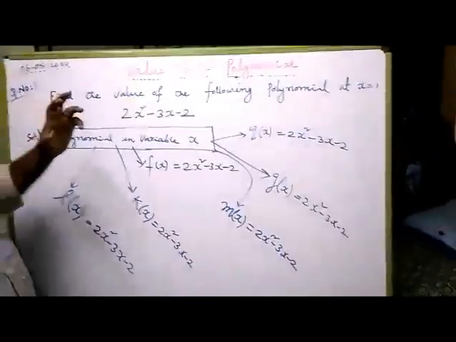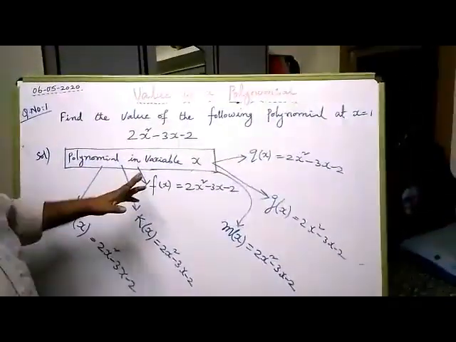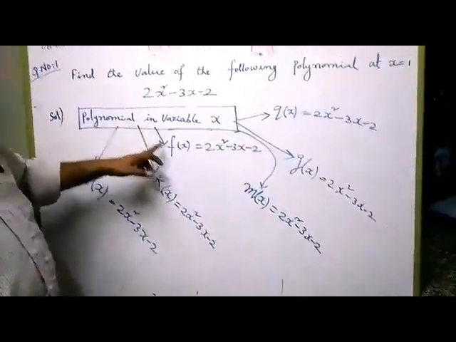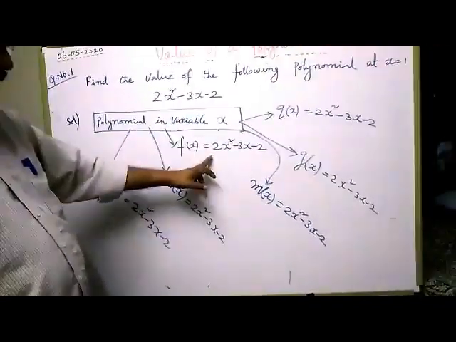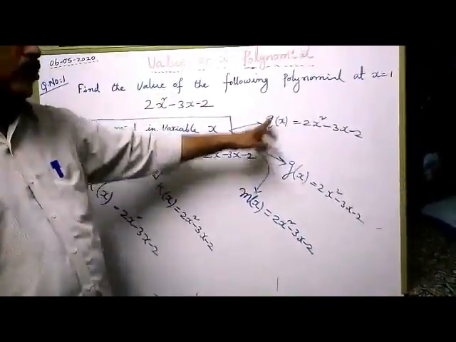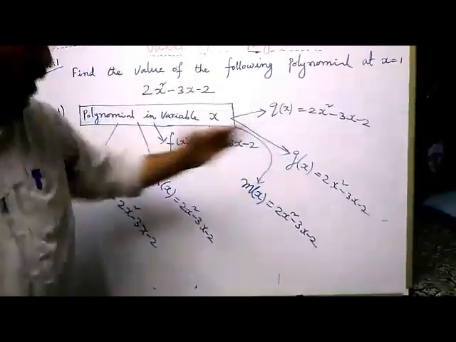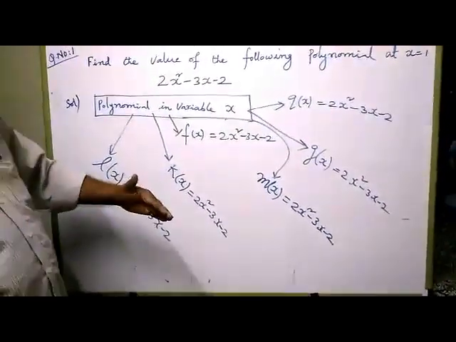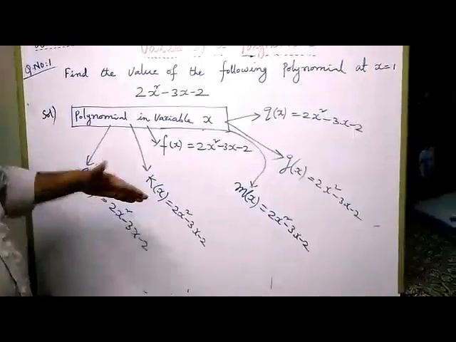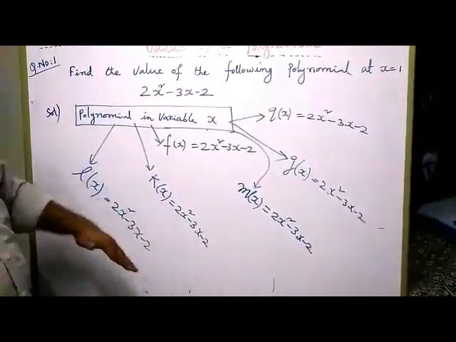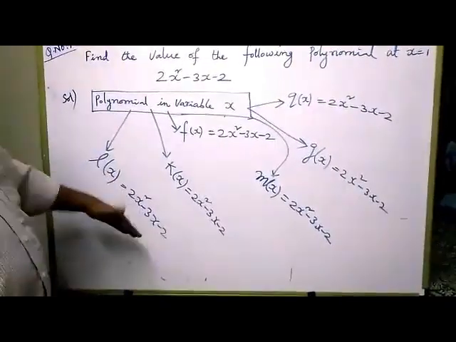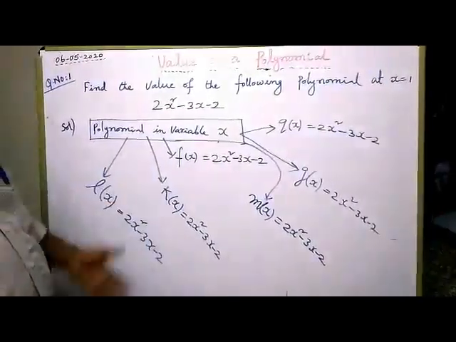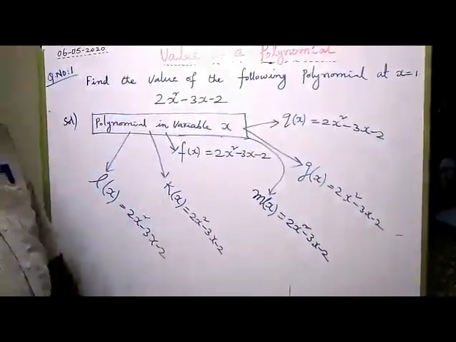Suppose we can assign one name to the given polynomial. Here, this is a polynomial in variable x, that's why we can write f of x is equal to 2x square minus 3x minus 2, or q of x, or g of x, or m of x, or k of x, or L of x is equal to 2x square minus 3x minus 2, whatever it may be. Whatever name you want, you can assign that name to the given polynomial.